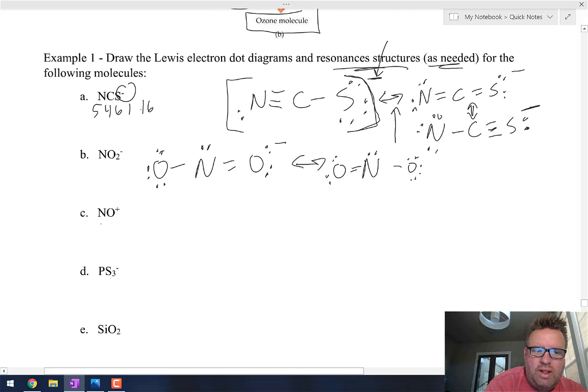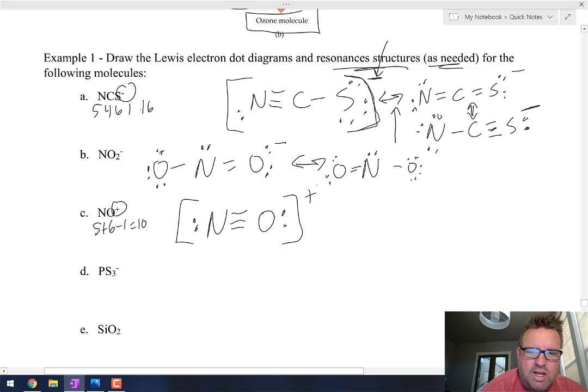Okay, NO plus: 5 plus 6 minus 1 equals 10 with that positive charge. So we've got 10 electrons. There are 8 of them. So the nitrogen doesn't have 8, so we're going to move 4 electrons in and make a triple bond. Again, we can put those square brackets, put the plus up in the corner.